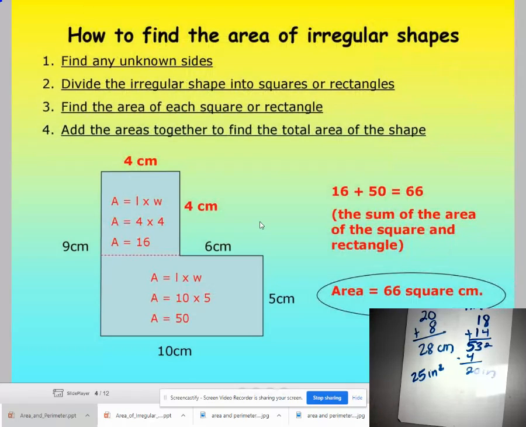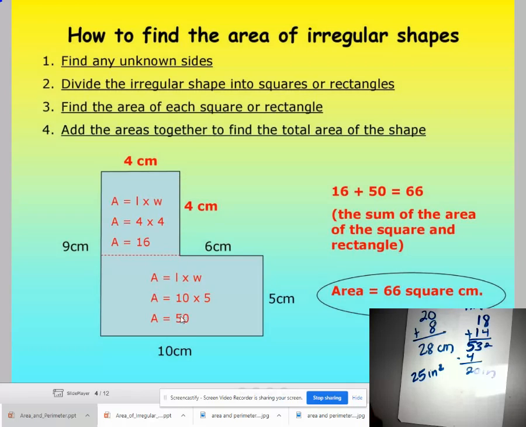Let's look at this slide. So we have to find the unknown sides. So this first 4, the way we were able to find that out is if we drew an imaginary line all the way down. If you look to the opposite side, that's going to tell you how long that line would be. The opposite side says it's 9 centimeters. So this entire thing would have been 9 centimeters.